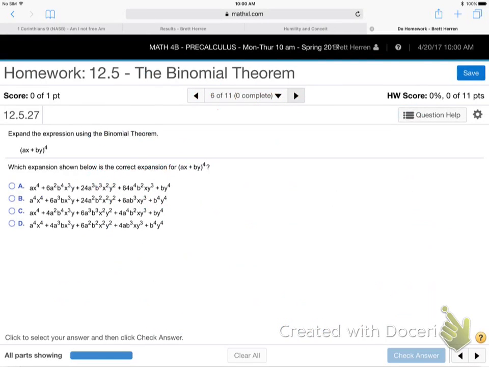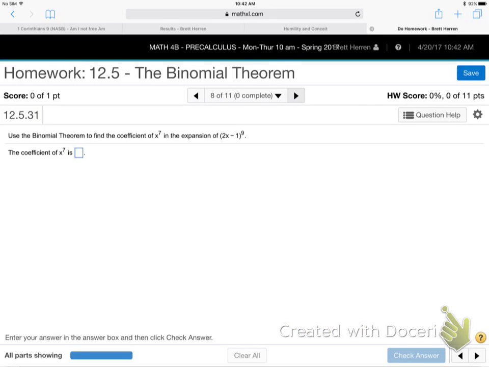Last thing they're going to do now is they're going to give you a question like this. So same kind of thing, binomial theorem. But instead of wanting the whole thing, they're going to say, look, we're not going to make you do the whole thing. Just tell us what is the coefficient.